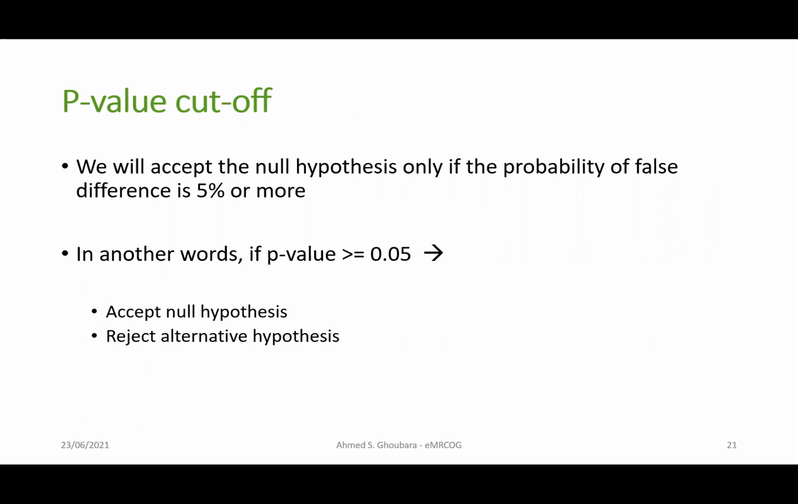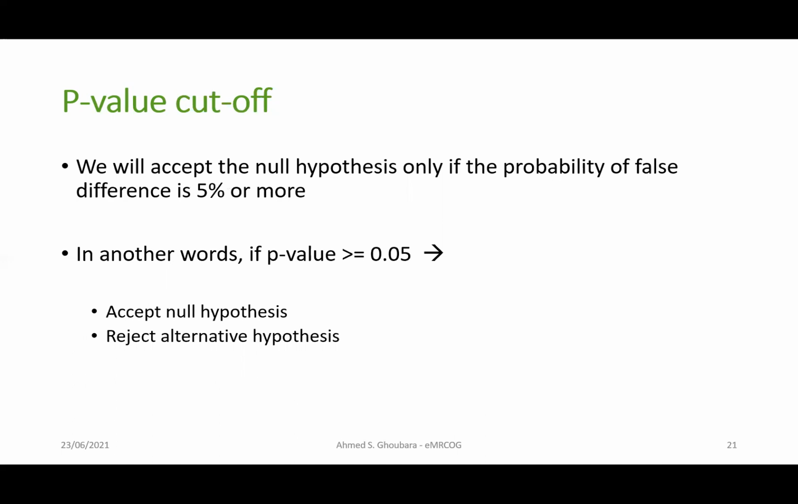I'm talking about the p-value because we need to put a cutoff. How will this p-value tell me either to accept or reject the null hypothesis? We need to set a cutoff in the p-value, and this cutoff is the 5% that we all know about. We will accept the null hypothesis only if the probability of a false difference is 5% or more. We're gonna say this probability of a chance, this probability of fake or false difference, is too high to accept.